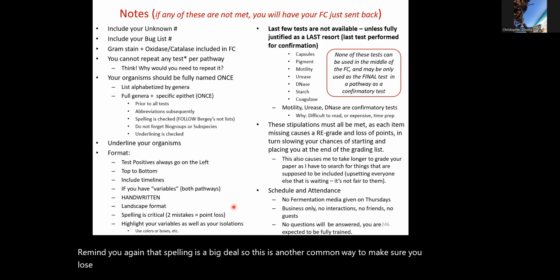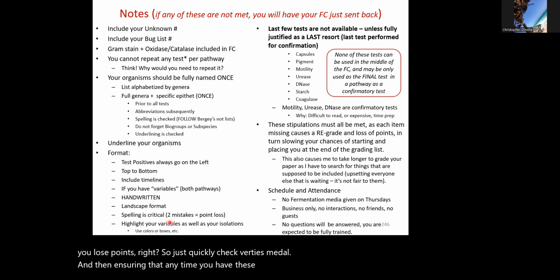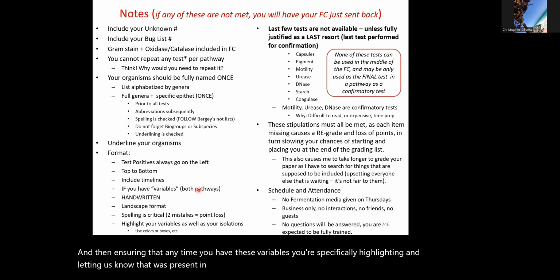So just quickly check Bergey's manual. And then ensure that anytime you have these variables, you're specifically highlighting them, letting us know that it was present in both pathways, okay? And those can be done by highlighting them using colors or special underlining or something of that sort.